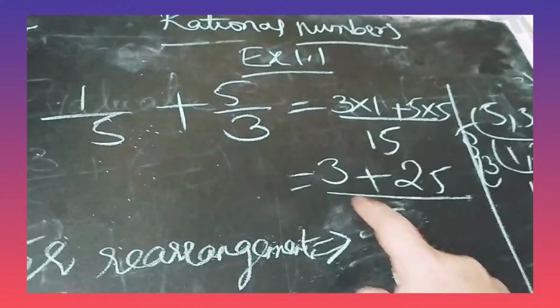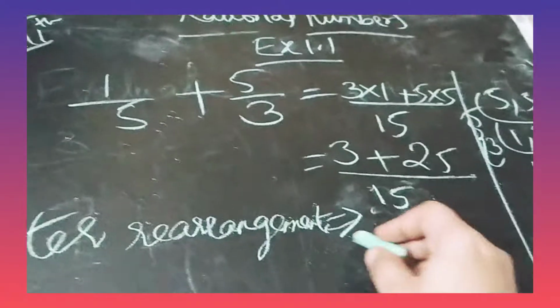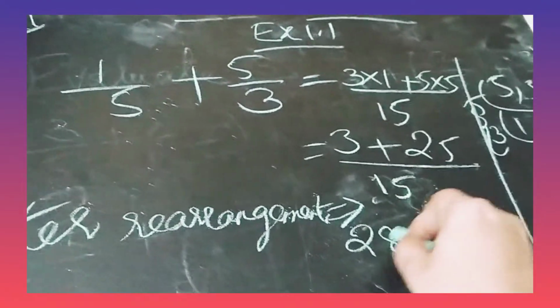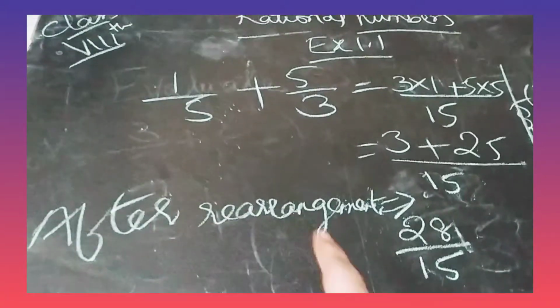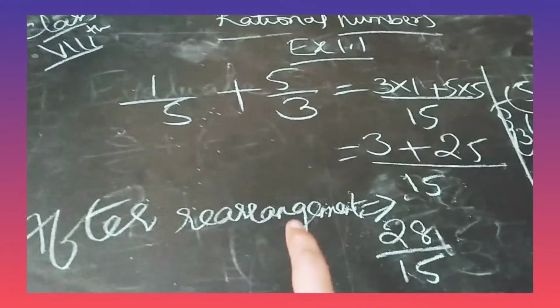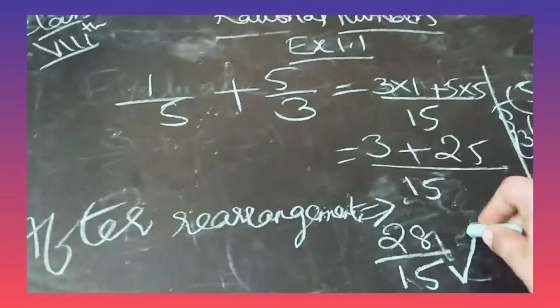So what is the answer? 3 plus 25 is 28. 28 by 15. So what is the answer after rearrangement? After rearrangement the answer is 28 by 15.